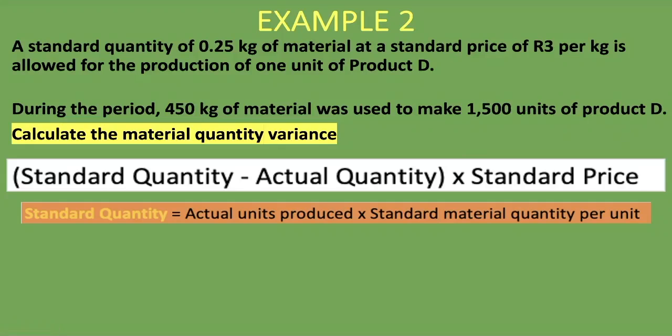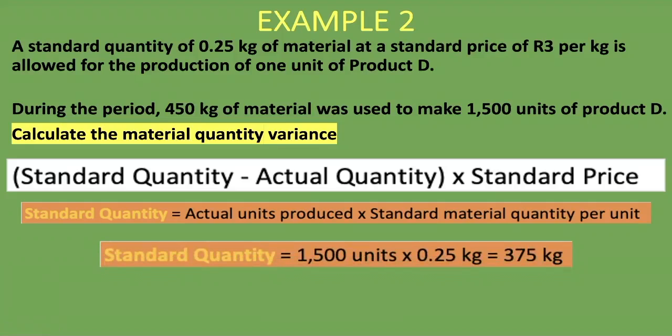Remember, we use the units and not the kgs. So we take the 1,500 units and we multiply that by the standard material quantity per unit. How much material did we anticipate or did we expect to use for each unit? Well, we're told here a standard quantity of 0.25 kg of material is allowed. So that means we expected to use 0.25 kg of material to produce 1 unit. So we take the actual units, which is the 1,500, and we multiply it by the standard material quantity per unit, which is 0.25 kg. And what do we get? We get 375 kg. That is our standard quantity.